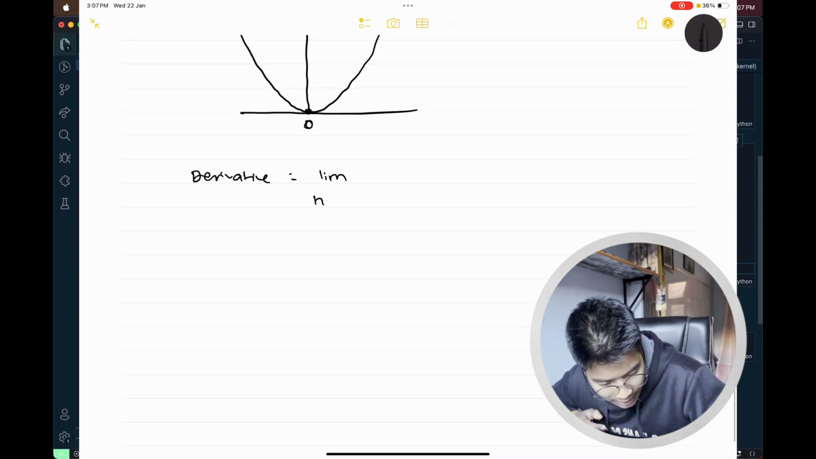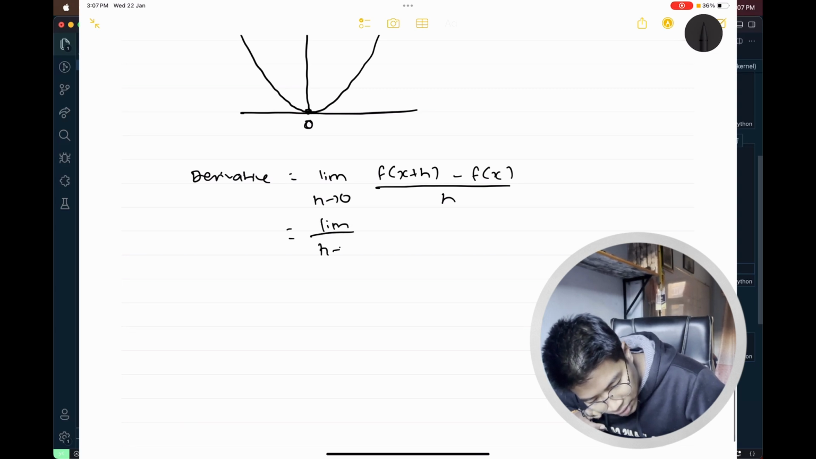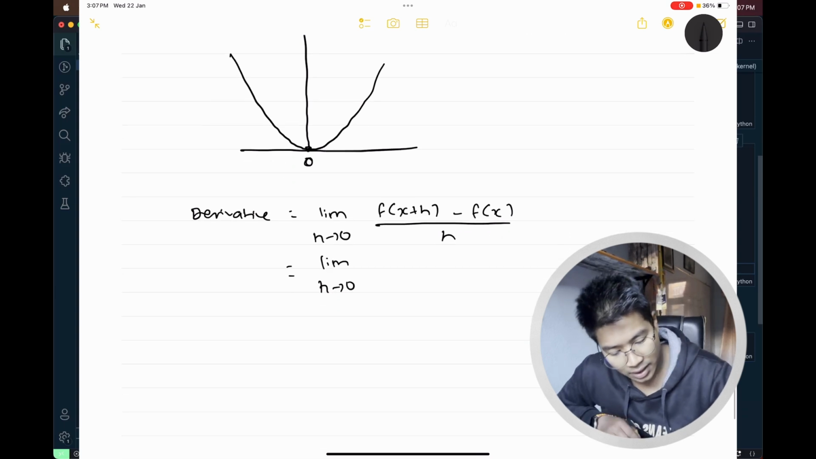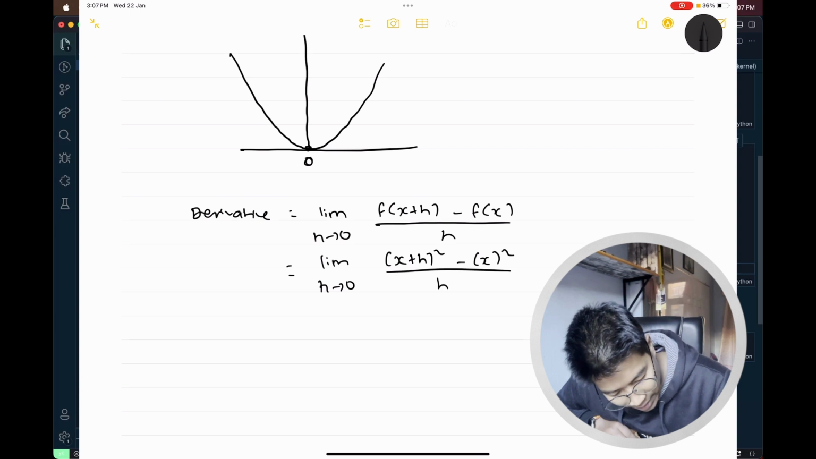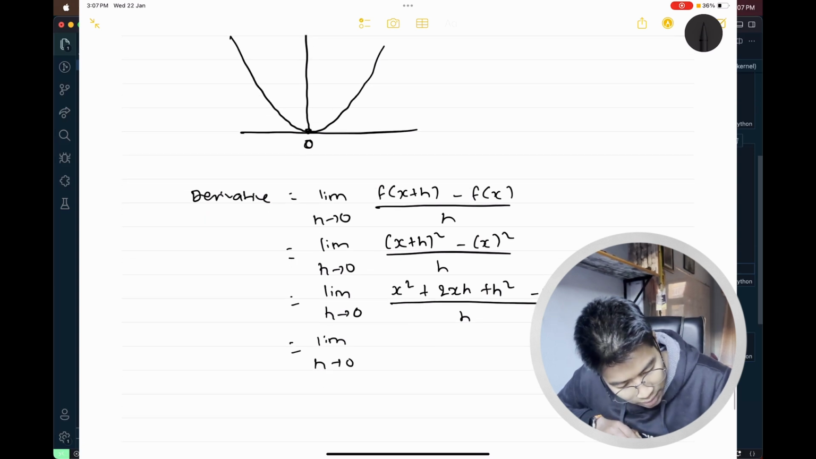So your derivative is the limit as h tends to 0 of the function of x plus h minus the function of x, divided by h. Now this is the first time we are literally using that formula to calculate something. What is your f of x plus h? It's basically (x plus h) whole squared minus x squared, divided by h, limit as h tends to 0. (a plus b) squared is a squared plus 2ab plus b squared.